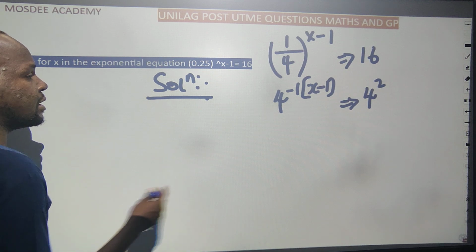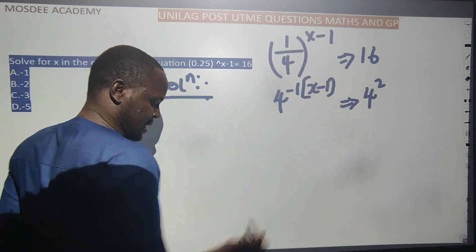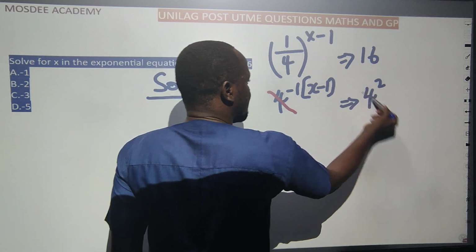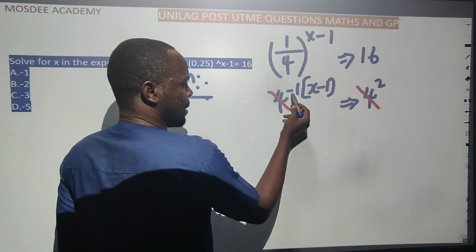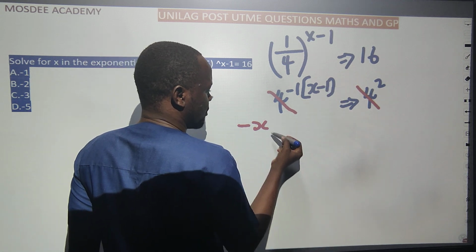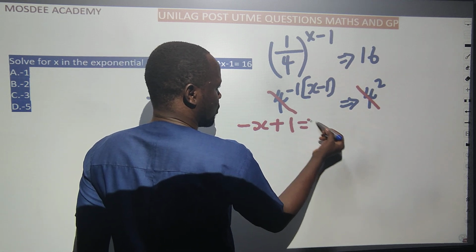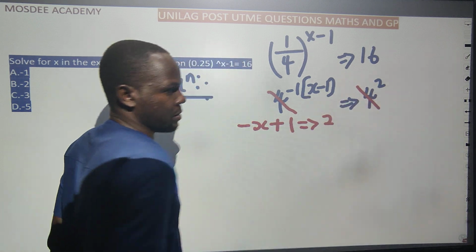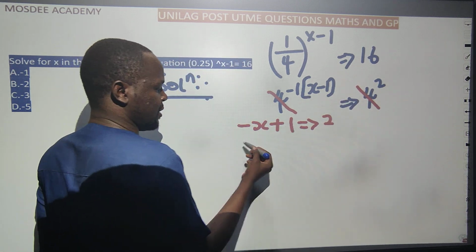Now, having said that, the next thing here is, because they have the same base, we equate the power. There is a negative. Minus 1 times x is minus x. Minus 1 times minus 1 is plus 1, equals 2. I'm equating the power. So solving this is very easy.